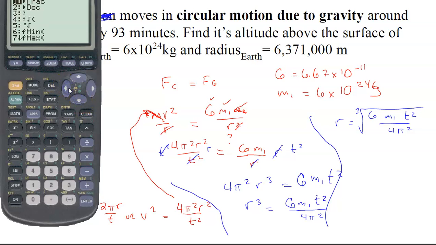Whoops, I'm sorry. Right there. It's on the math menu. Number 4 there. That's the cube root. Okay, hit the math button. It's the 4th one down.